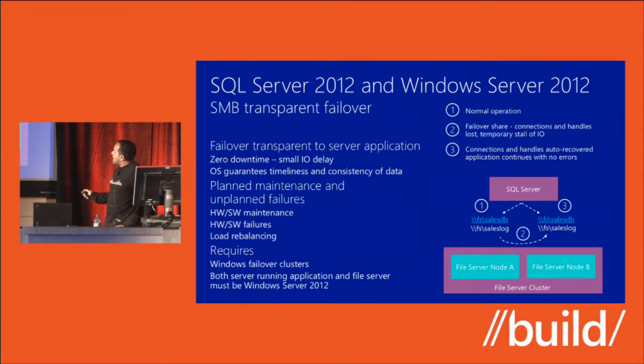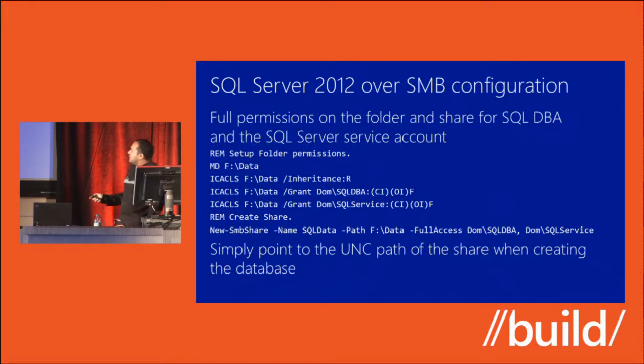So this is a failover scenario. So you would do a normal operation, something fails over, the SMB client here moves to the other node and then continues its I/O. This is again setting up. This is similar to the Hyper-V setup. So you grant your permissions, create the share, and then when you create a database in SQL, just point to the UNC share. That's pretty much what you need to do.